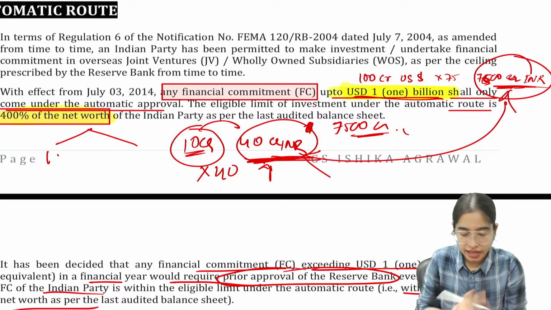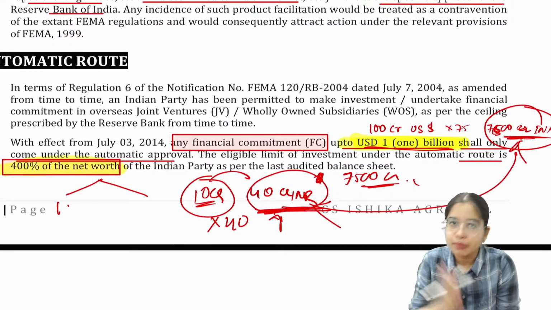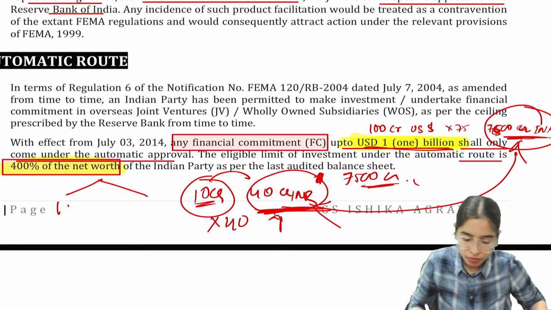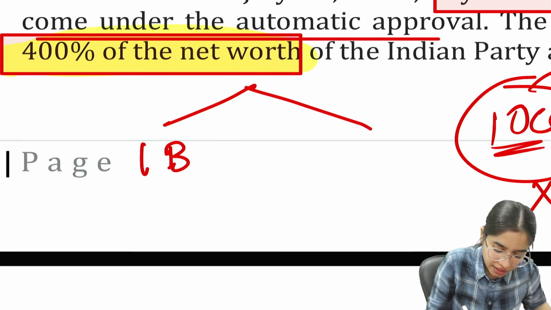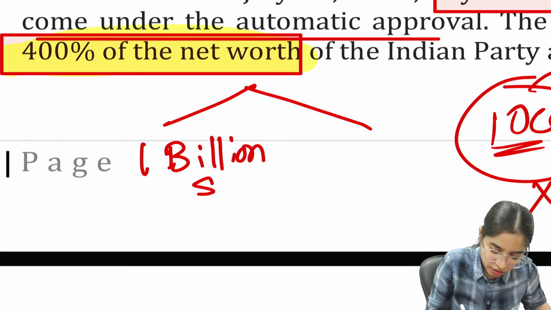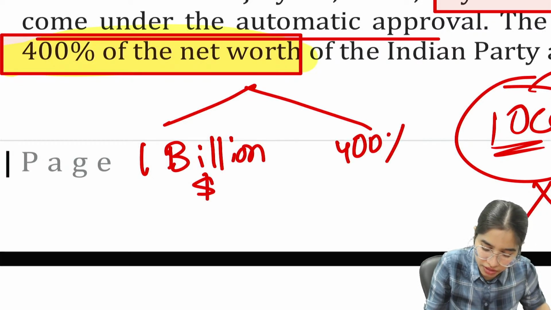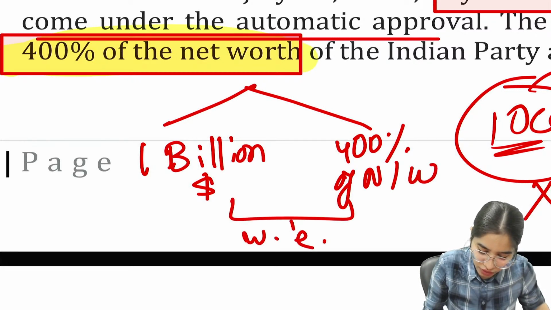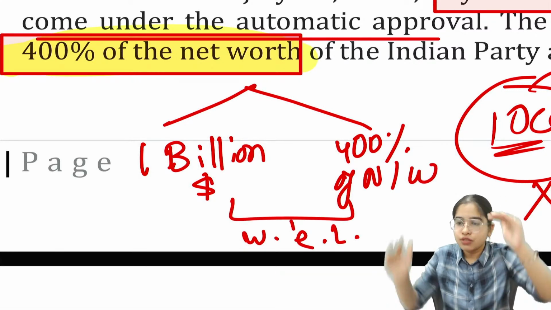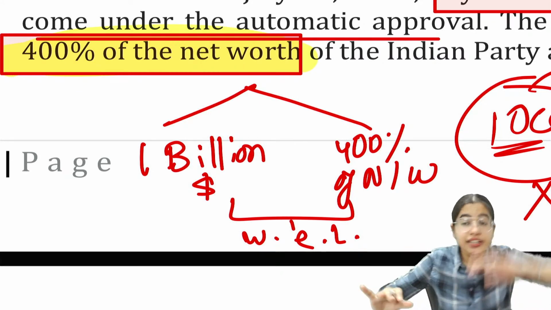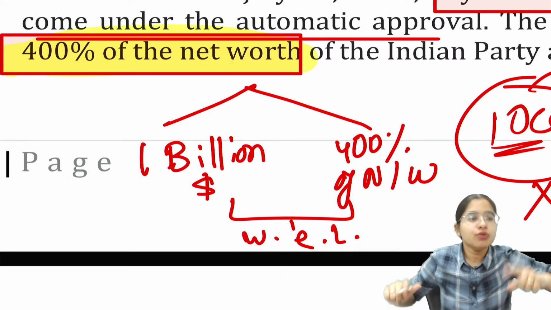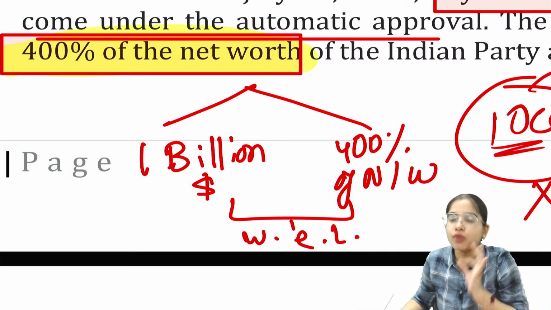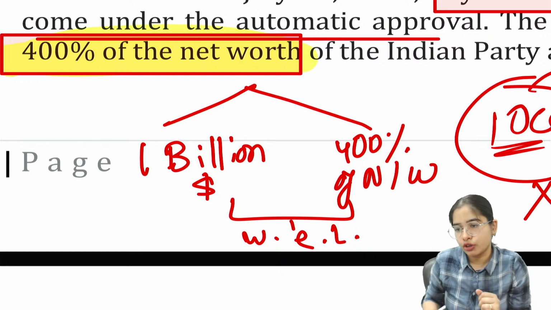See, I'm repeating this again. What is the limit for automatic route? The limit is this or this, whichever is lower. So basically 1 billion US dollar or 400% of net worth, whichever is lower. Your final limit is whichever is lower. And if you exceed any of this limit, then you have to go through approval route. You have to take the compulsory approval of RBI. You cannot go through automatic route.